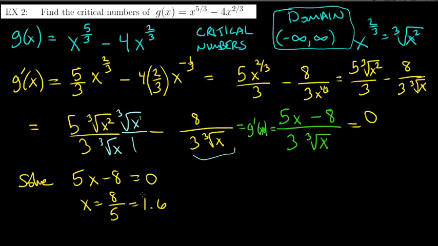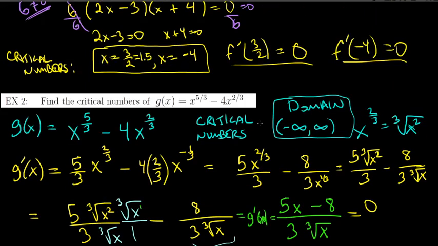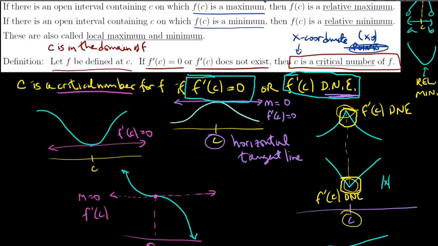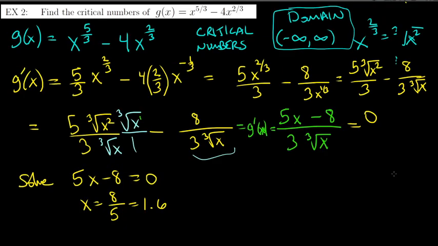So that's a critical number, right? Is that the only critical number? Well, that's the only solution to this equation. So it looks like that's the only critical number, right? But hang on. Remember what a critical number is. Go back to the definition. A critical number is a number, c, where the derivative equals 0 or where the derivative does not exist. We didn't look at that here.